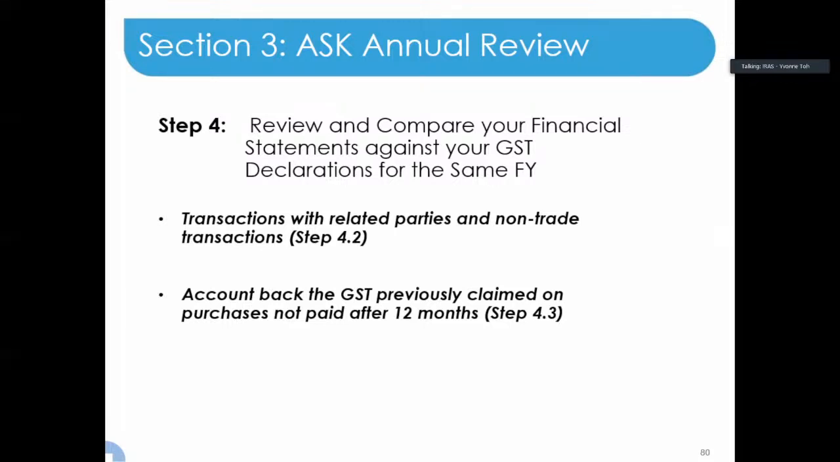4.3 will need you to review for outstanding payments not made to your GST registered suppliers. So you need to review for purchases that you have not paid the supplier within 12 months from the due date for payment, and check whether you had accounted back the GST previously claimed on these purchases. If not, you will have to quantify the amount of input tax to be accounted back.